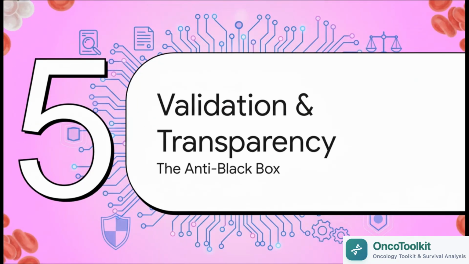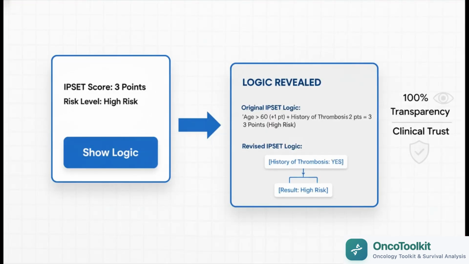You know, for any digital clinical tool, trust isn't just optional, it's everything. And that brings us to a core design principle here: total validation and transparency. This is the anti-black box. And this is where the show logic feature comes in. With a single click, the app just reveals the exact calculations and logical steps it used to get to its conclusion. This ensures 100% transparency. You can see precisely how the points were assigned for the original model and exactly how the categorical logic was applied for the revised version. This is how you build complete clinical trust.